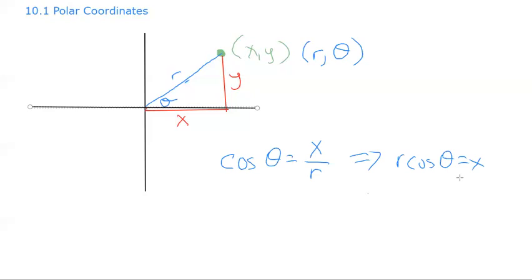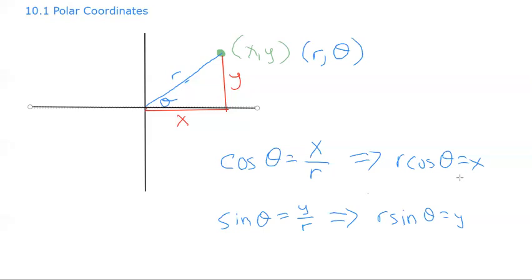Now, of course, if cosine relates to the x-coordinate, that means sine of theta will deal with the y-coordinate. Remember, sine is going to be opposite over hypotenuse. So therefore, the y-coordinate is going to be given by r sine of theta.